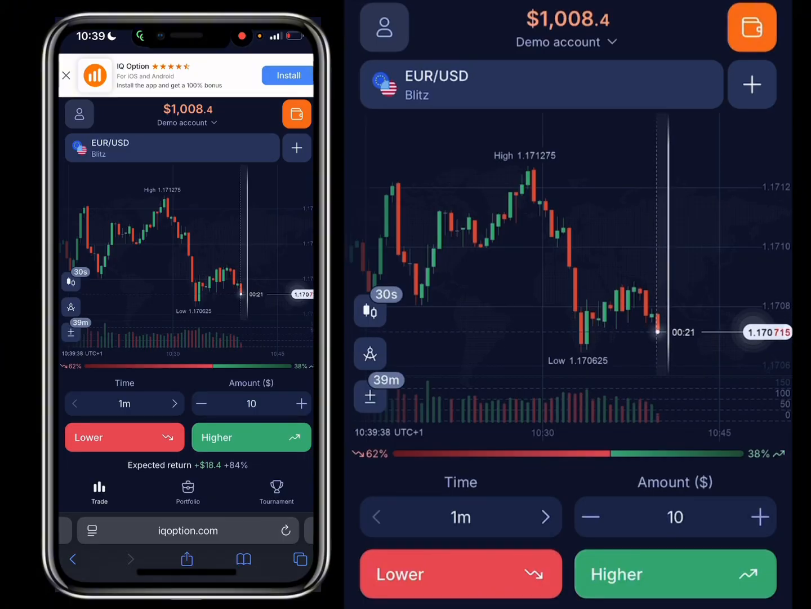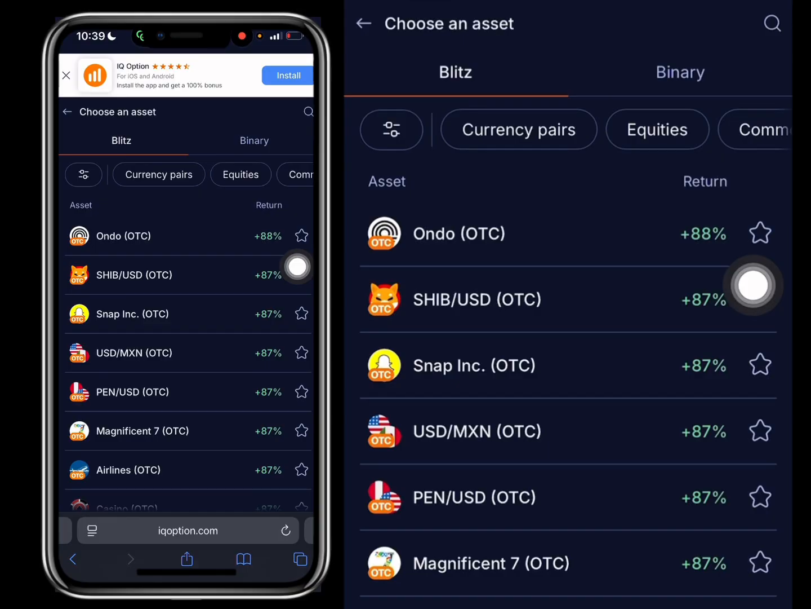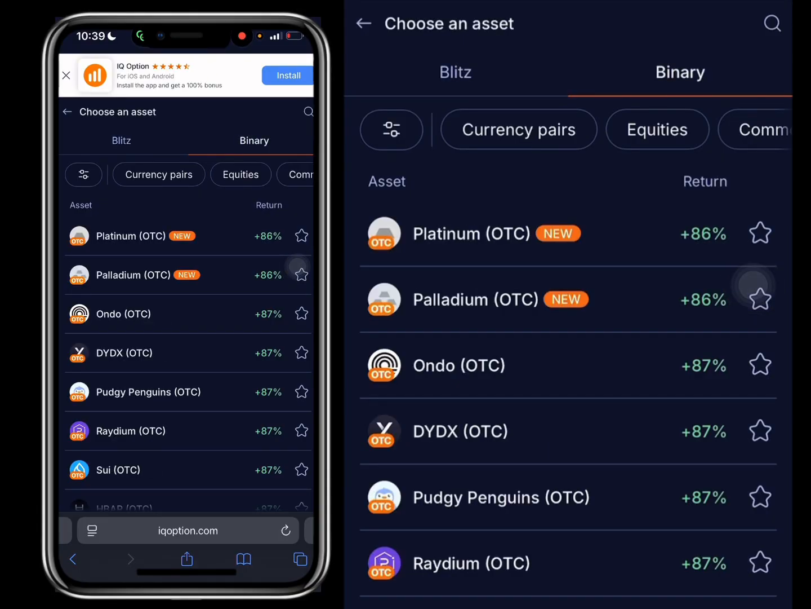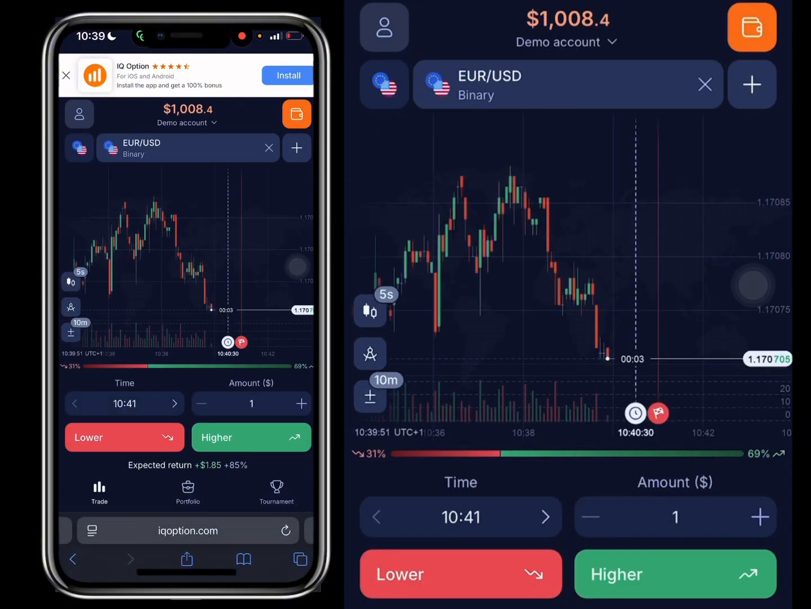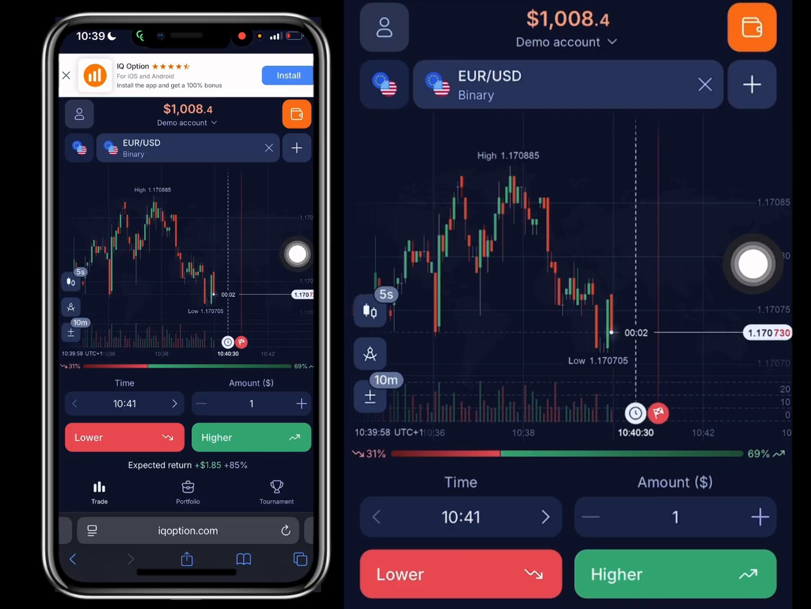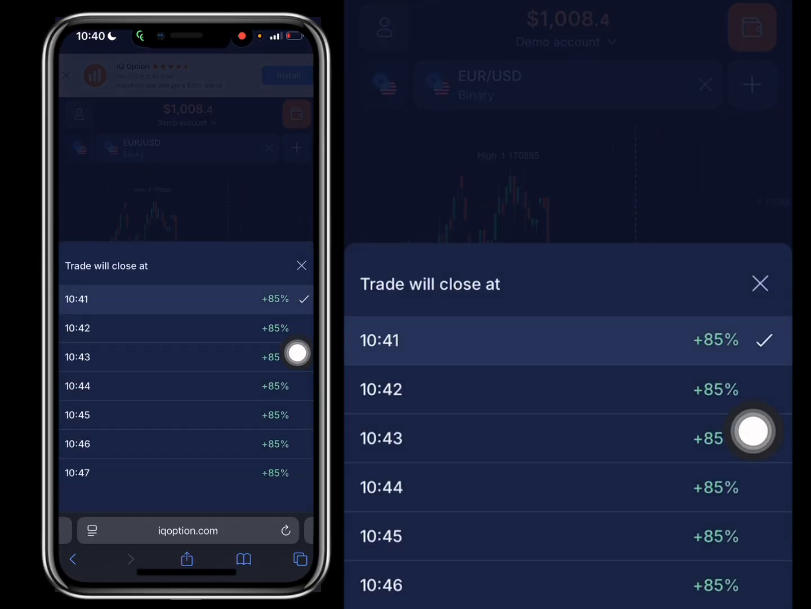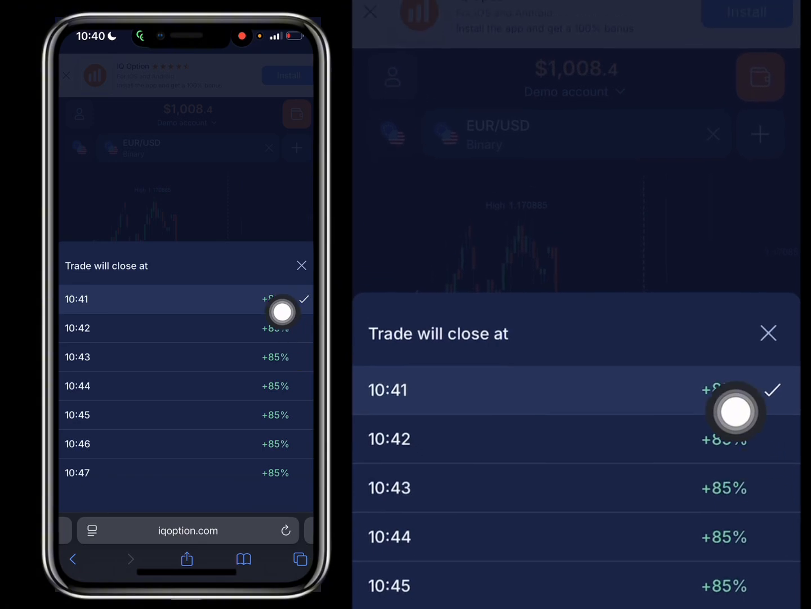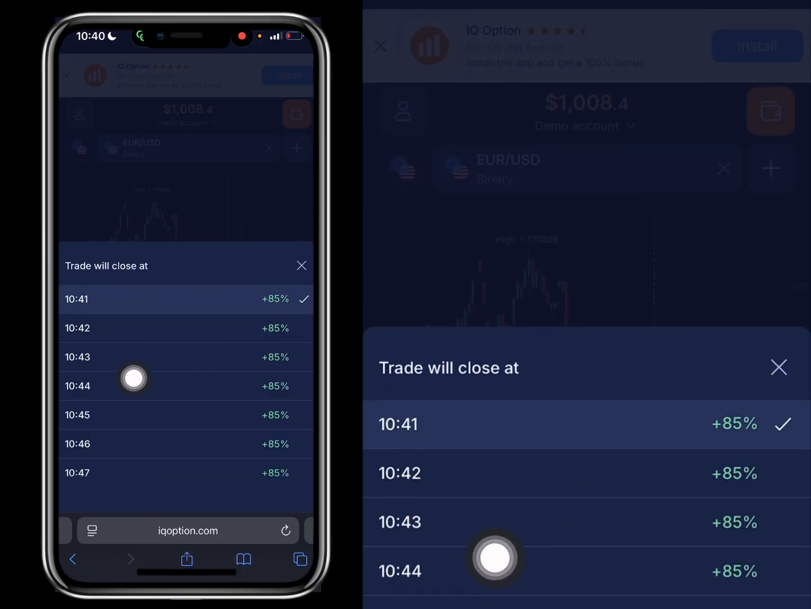Now, you see plus at the top screen here. If you tap on it, you can add more pairs. What I said about this binary is, under this binary, if we search for Euro USD and we go for it, you see that it is now showing binary. The difference between this binary and the Blitz we just traded is that the time is already preset. What it means is that if you look at the top of the screen, the time is 10:40. But the time here, trade would close at 10:41, 10:42, 10:43, 10:44.